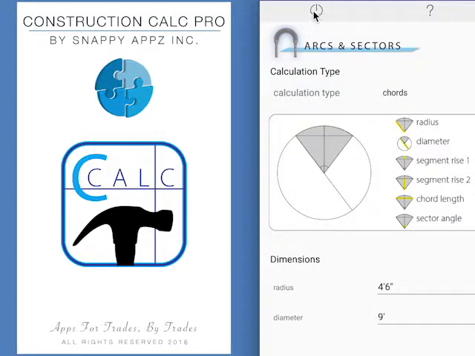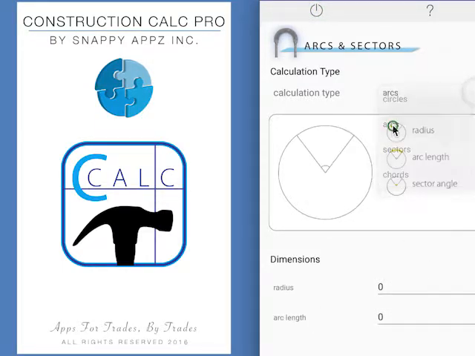And that's about all there is to this module. You simply select the section that's appropriate to what you're doing, enter the values you know, and the calculator will calculate the rest.